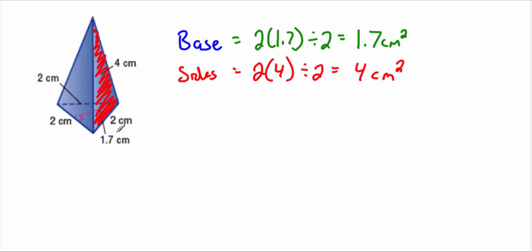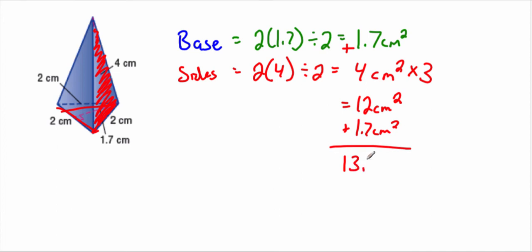You'll notice, since our base was a triangle, there are 1, 2, 3 sides. So that means there are 3 of these triangular sides. So 4 times 3 is 12 centimeters squared for all 3 of them put together, plus the area of the base gives me a total area of 13.7 centimeters squared. So I found the area of the base, I found the area of one triangular side, and simply multiplied times however many sides there are, and then added those 2 pieces together.